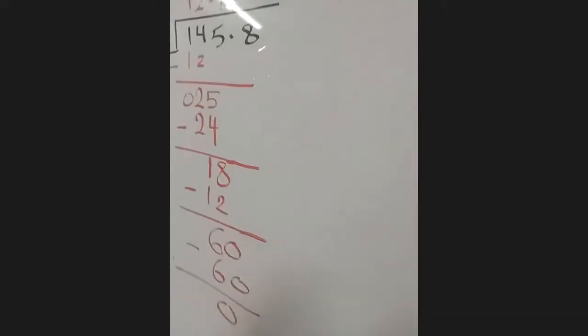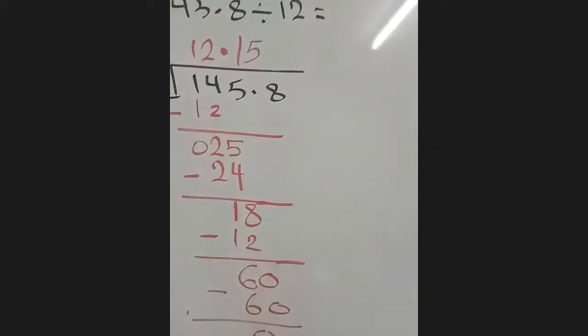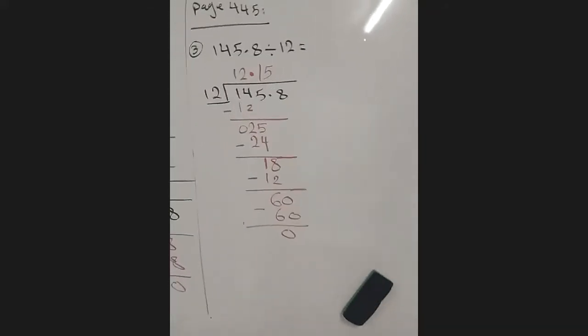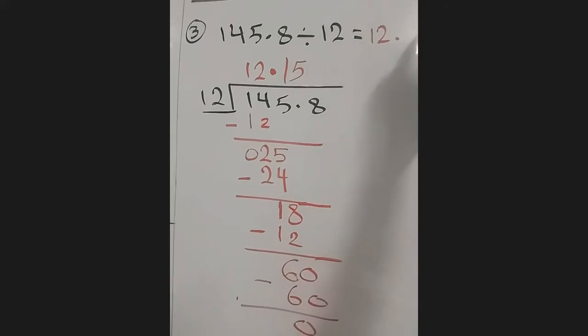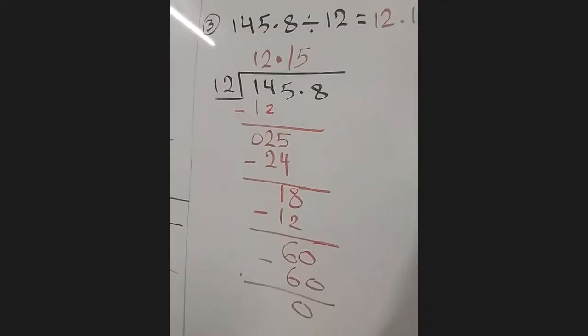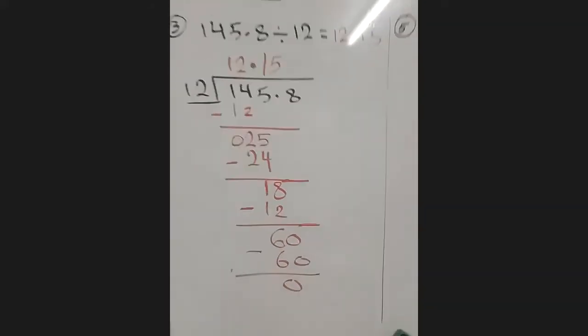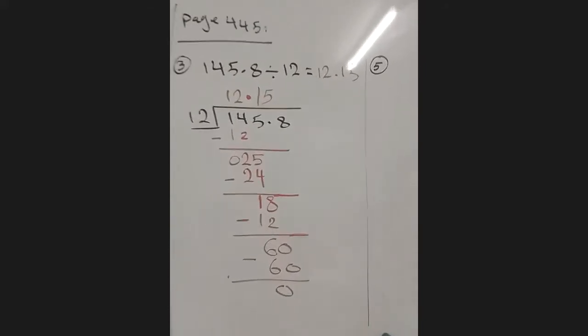Now we'll go to question 5. We'll do the odd numbers here. So the answer, guys, we put the answer after the equal always. It's 12.15. Now question 5. For sure at your home, guys, you can practice on the even numbers, 2, 4, 6, and go.